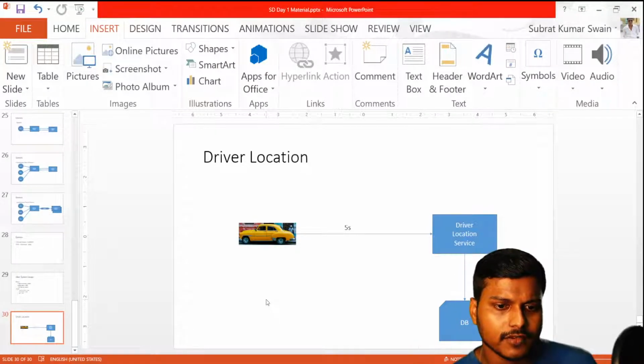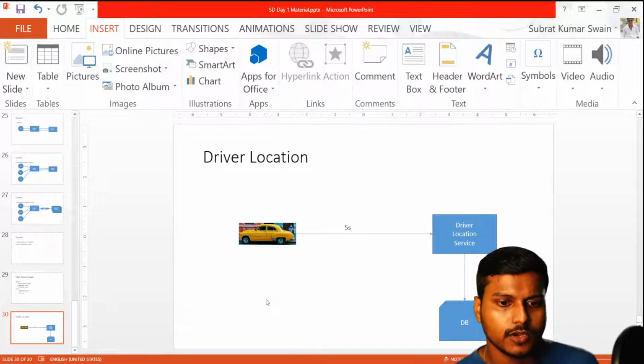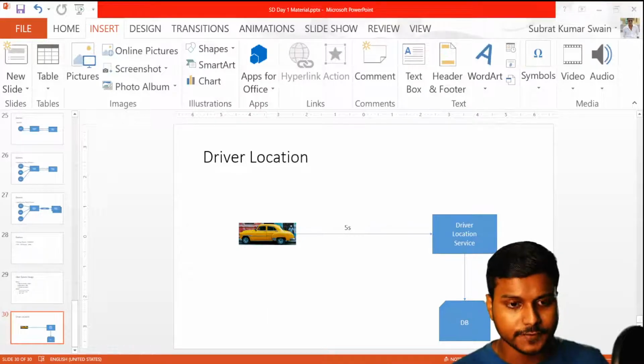GraphQL and gRPC do not work well with mobile applications. So those are struck off. They are not good options actually.